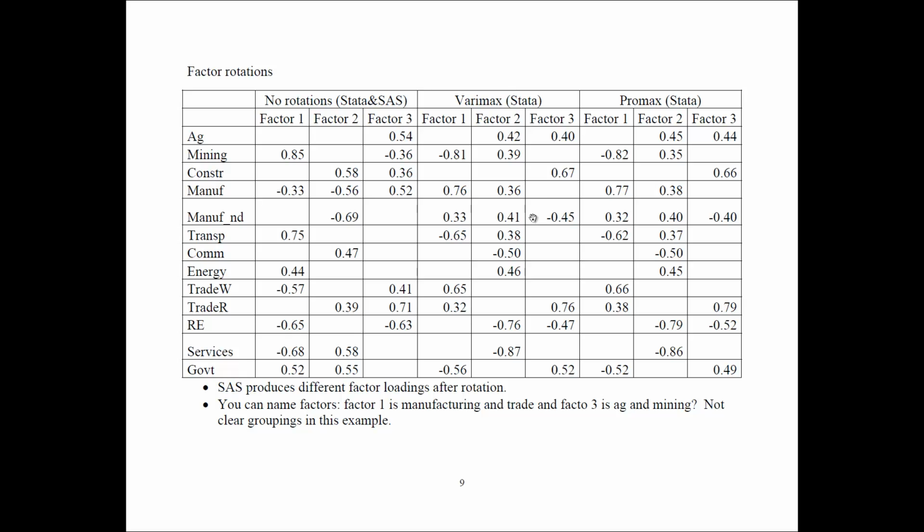Okay, so once you look at these rotations, you can also try to name the different factors based on the loadings. So for example, factor 1 loads very high on manufacturing and on trade, whereas say factor 3 loads very high on agriculture and construction. So you can possibly name these, say, manufacturing and trade as factor 1, and we have agriculture and construction here, and actually trade is also high on that. So this is probably not the perfect data for factor analysis, but this is how you go about naming these factors. And there's not a lot of clear groupings in this example.